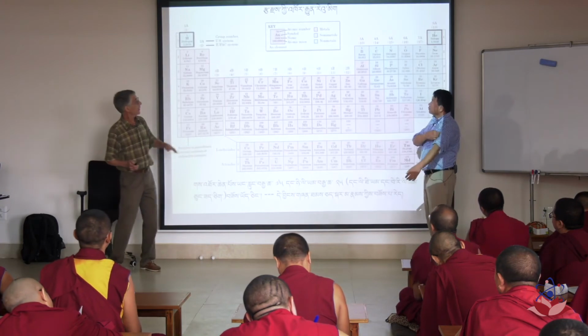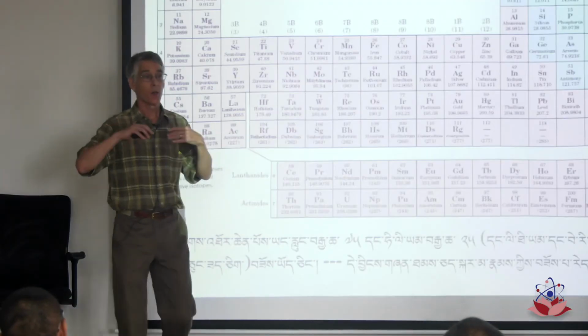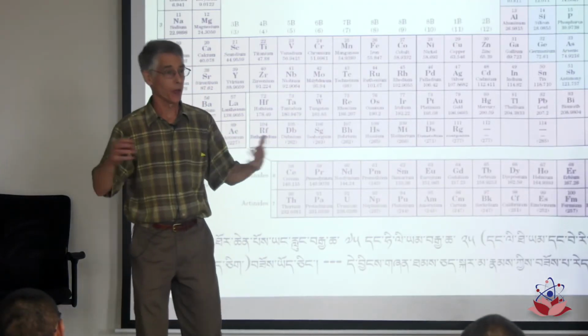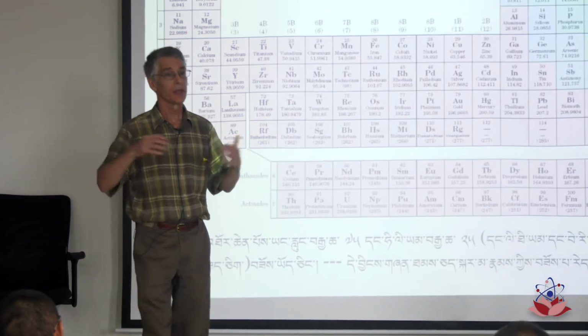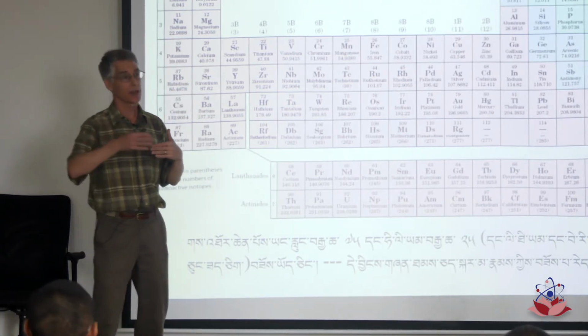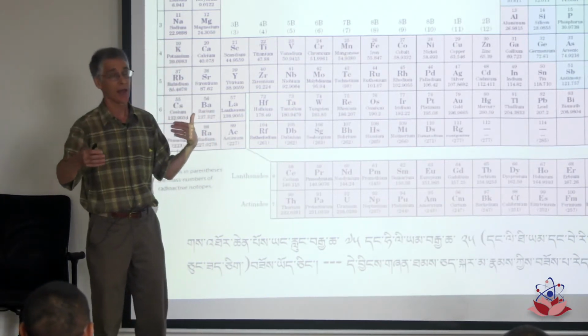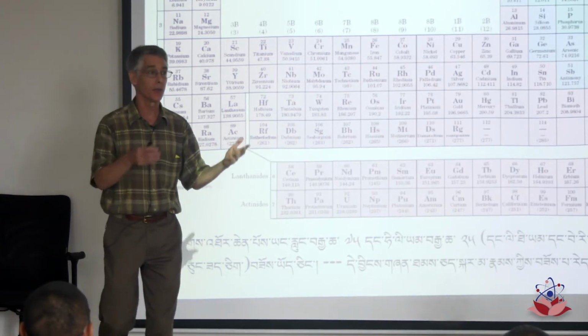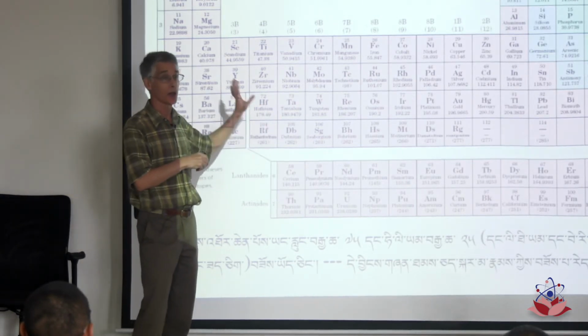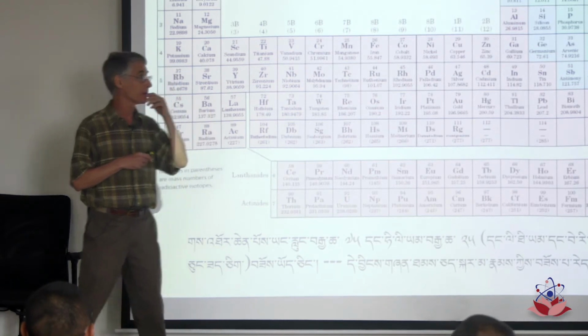So in fact, when the universe began, it was all hydrogen and helium. So all of the elements heavier, more massive than helium, have come from massive stars doing nuclear fusion.